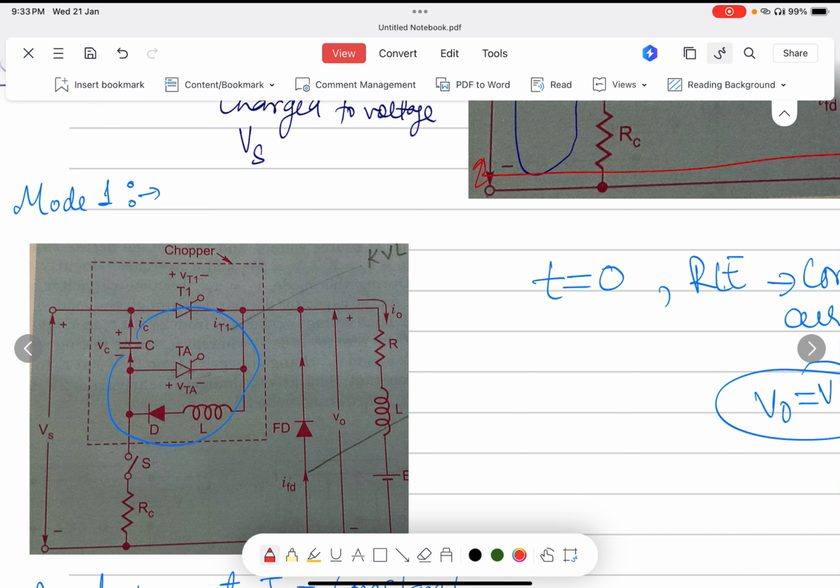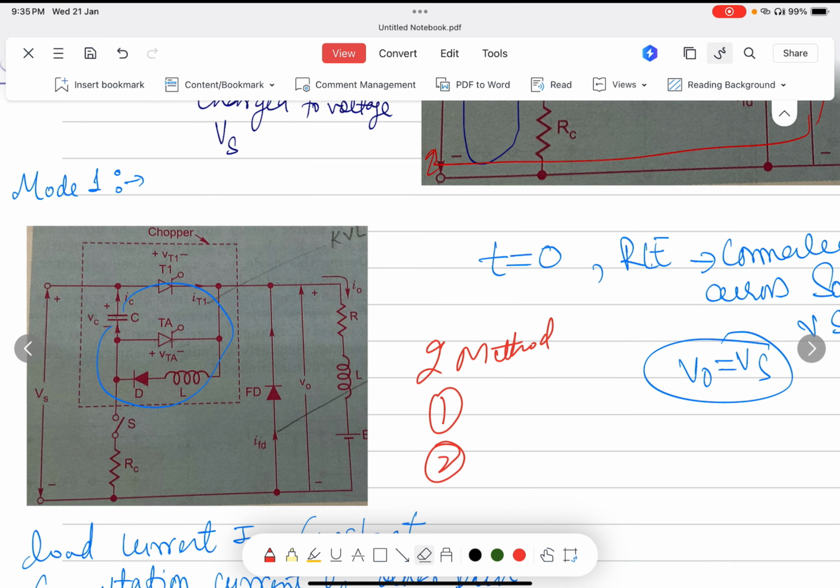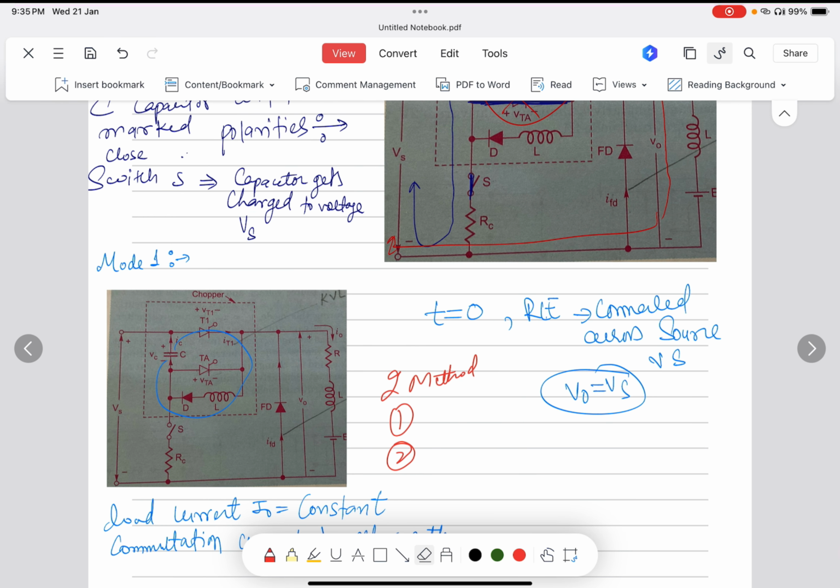In mode 1, there are 4 modes of operation, and we will discuss them one by one. The main thyristor is triggered at t equal to 0, and the RLE load gets connected across Vs, that is the source. Then the load voltage V naught is equal to Vs.